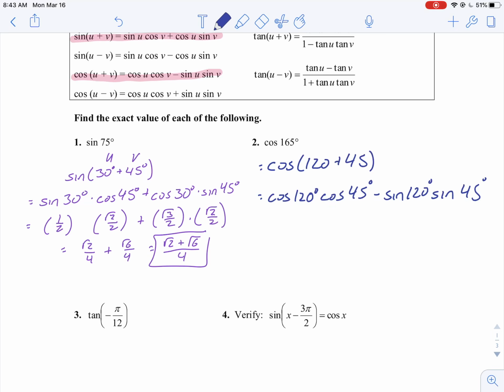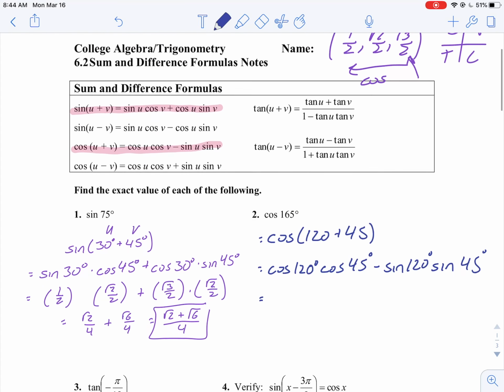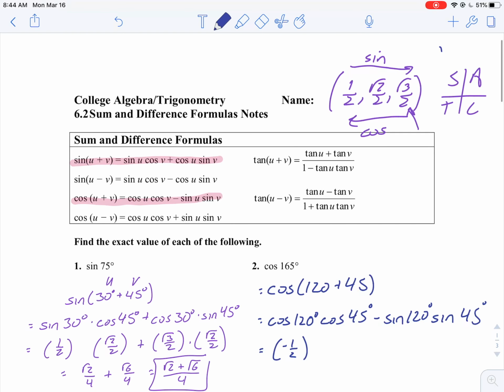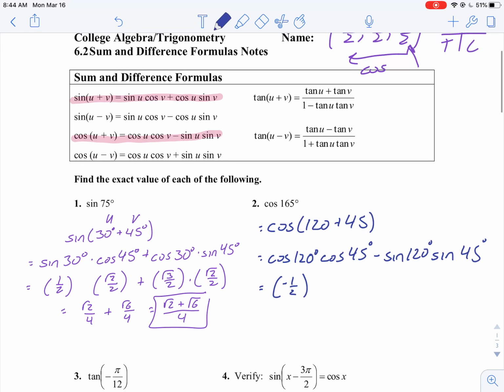Now, what might help you is remembering that 120 degrees has a reference angle of 60 degrees. So the cosine of 120 is equivalent to the cosine of 60 degrees, which is 1/2, but it's in the second quadrant, so it has a value that's negative, according to All Students Take Calculus, so it's negative 1/2. The cosine of 45 degrees, that one we're good with, it's root 2 over 2.